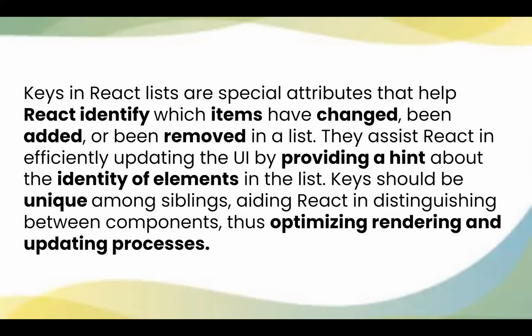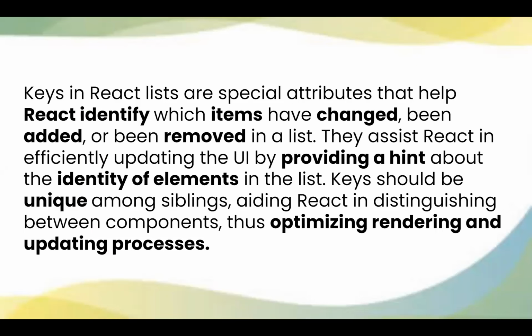The answer is, keys in React lists are a special attribute that help React identify which items have changed, been added, or been removed in a list. They assist React in efficiently updating the UI by providing a hint about the identity of the elements in the list. Keys should be unique among siblings, aiding React in distinguishing between components, thus optimizing the rendering and updating process.